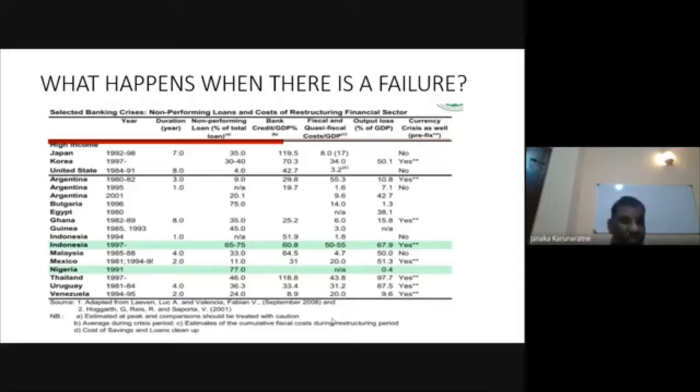Even if you move to other countries, for example Indonesia, the crisis again was a result of high NPLs, which almost eroded the fiscal cost of about 50 to 55%, and the output loss was again significant, and it also led to a currency crisis as well. In certain countries, these banking crises have ended up with a currency crisis. For example, Korea, Argentina, Ghana, Indonesia, even Mexico, Thailand, Uruguay, and Venezuela. These are a few examples of the significant cost for a government, a country, as a result of a banking crisis.